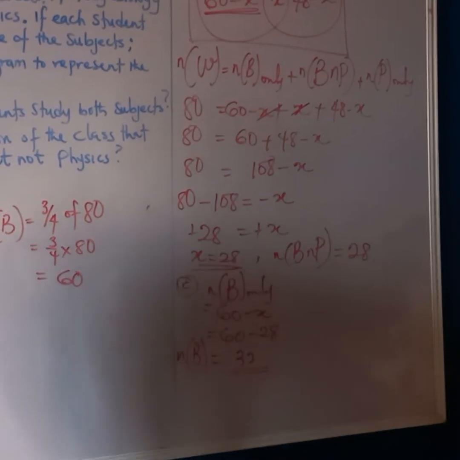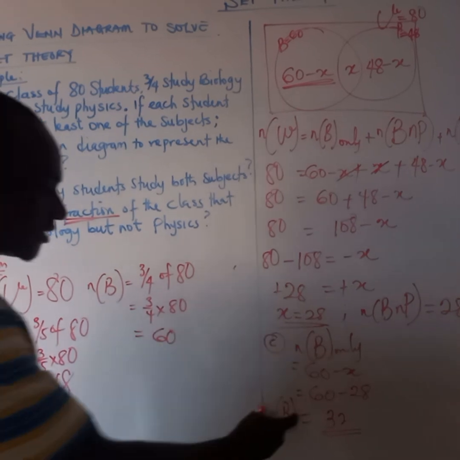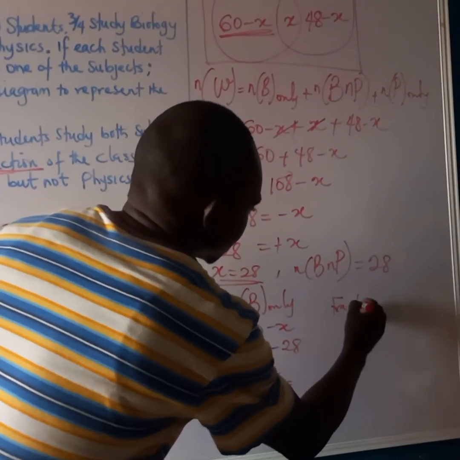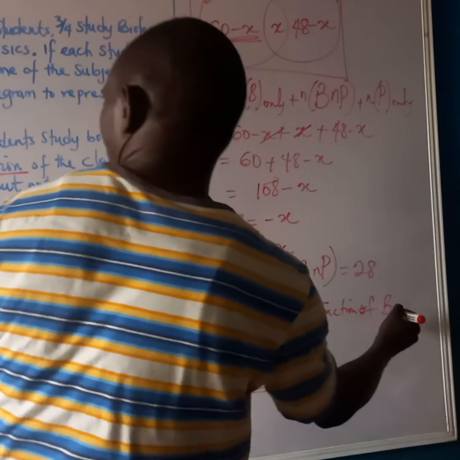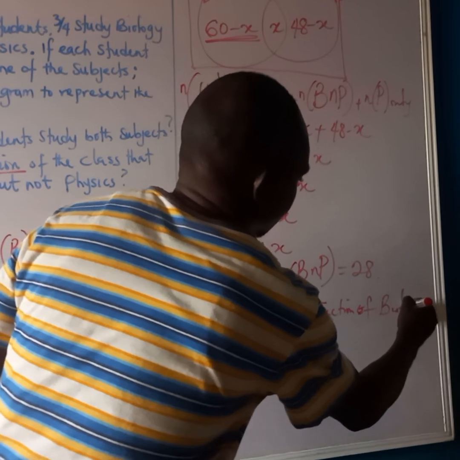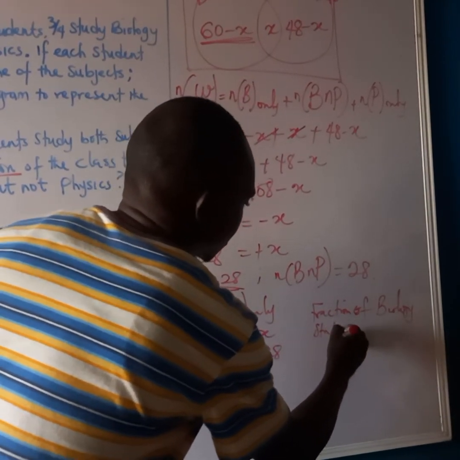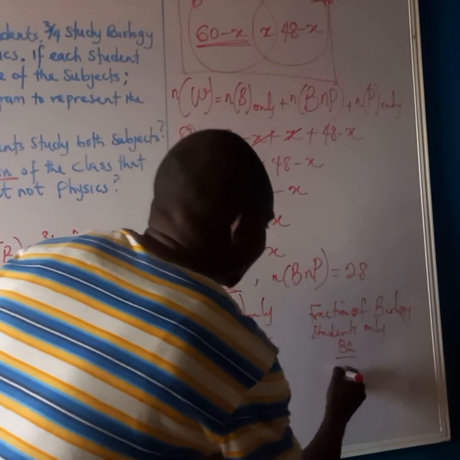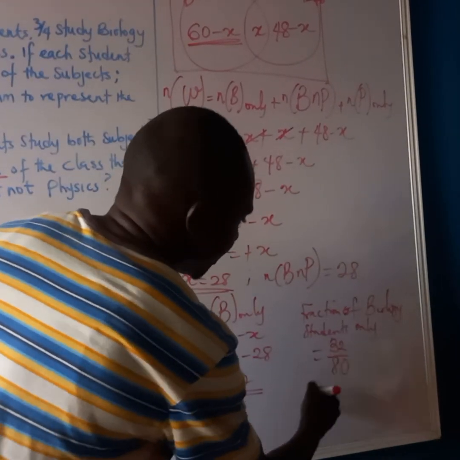Before I go, the question is asking for the fraction. The fraction of biology students only is 32 over the total number of students in the class. That is 32 over 80.